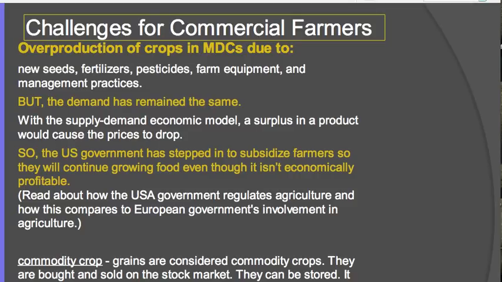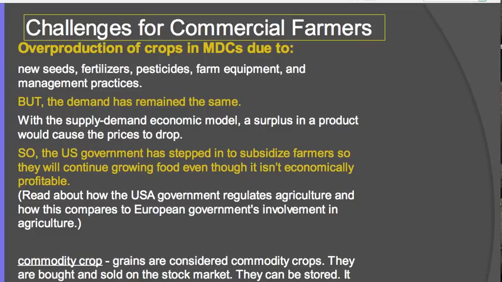So you wouldn't think that overproduction of crops would be a bad thing, but it is when you are trying to sell your crops. So when you overproduce crops, but the demand remains the same, we really don't have a huge population growth in MDCs. It's pretty leveled off. So you don't have a lot more people needing the crops.